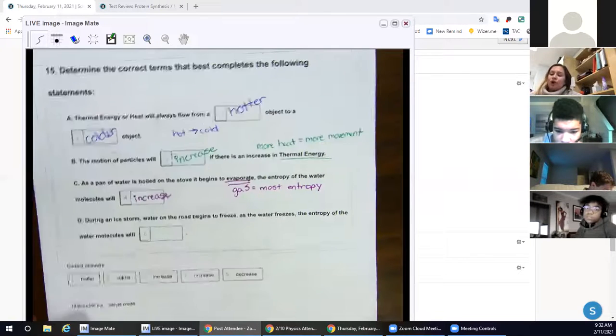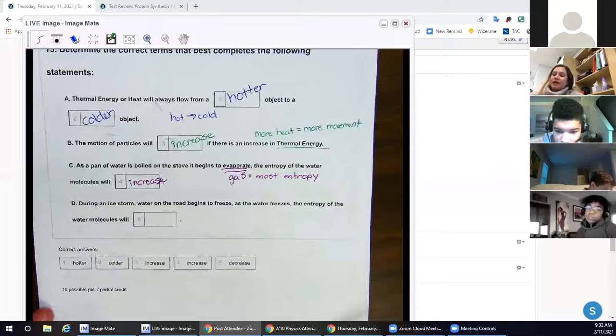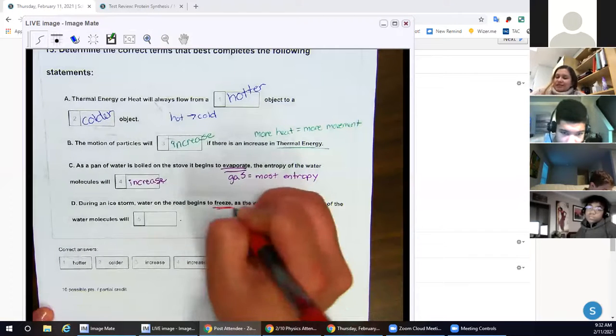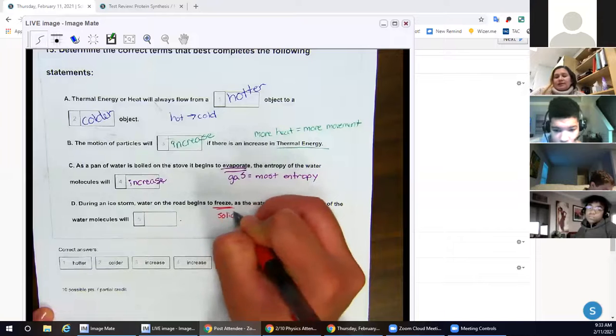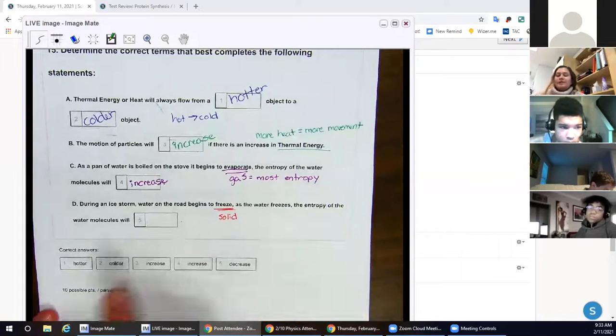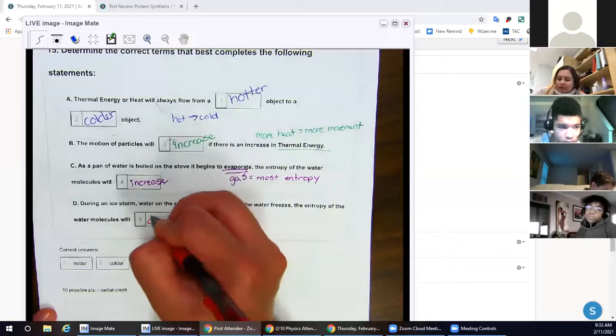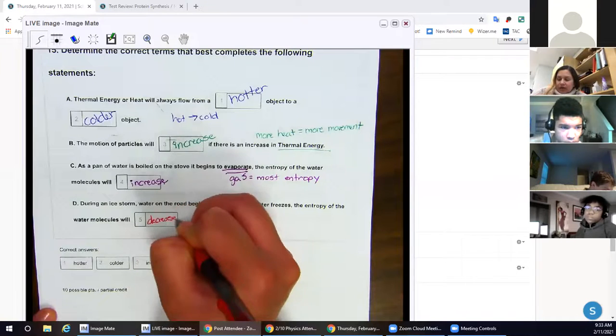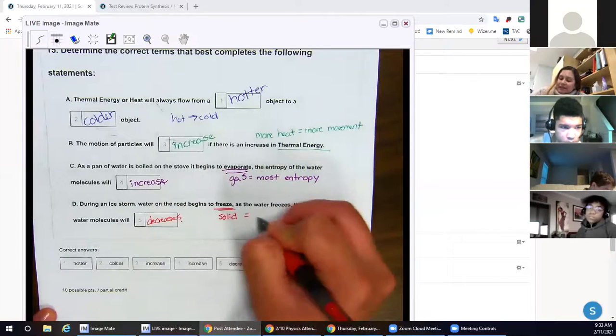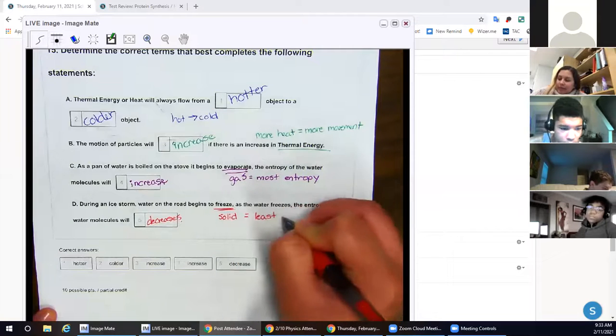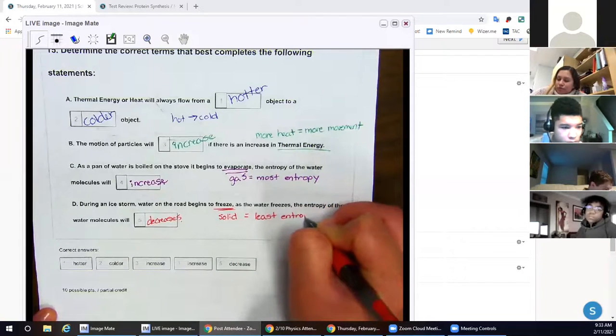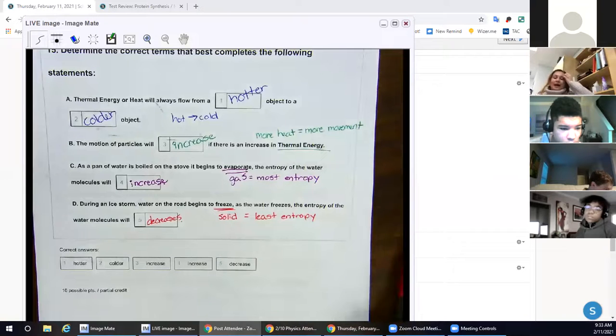During an ice storm, water on the road begins to freeze. As the water freezes, well, freezing means it's a solid, right? Ice is a solid. What happens to the entropy? Well, it decreases. Solids have the least amount of entropy. And then liquids have about the average. So yes, you are gonna need to know about entropy and how heat moves from hot to cold. Any questions on thermal energy?